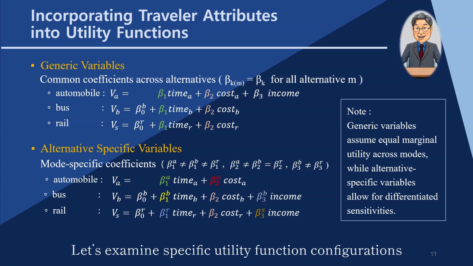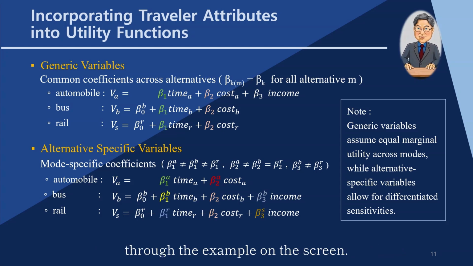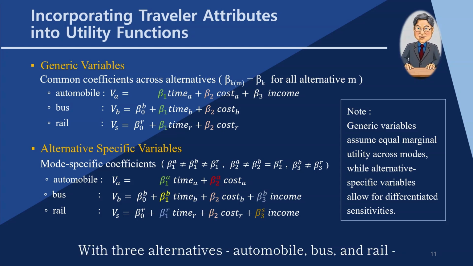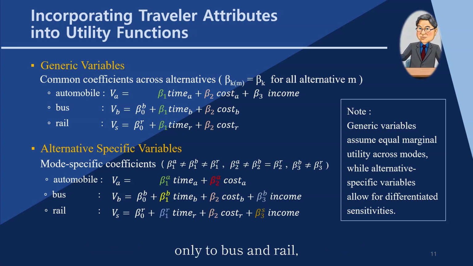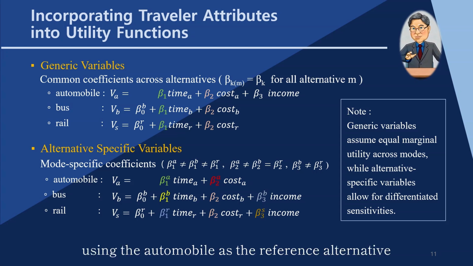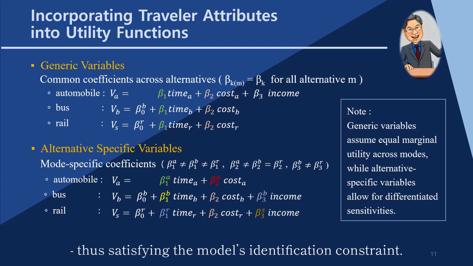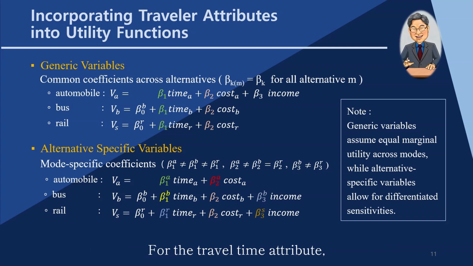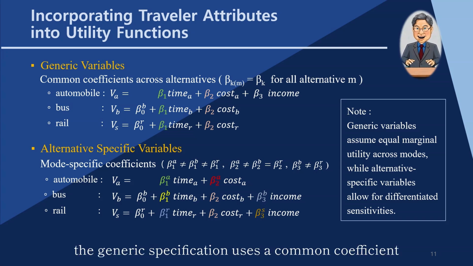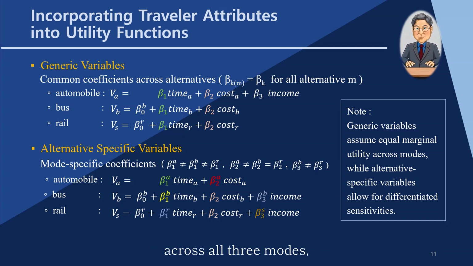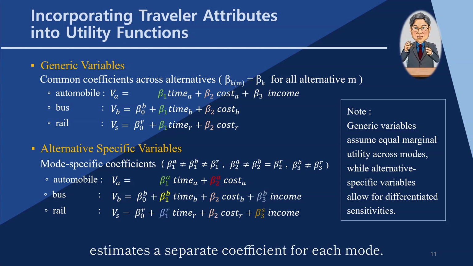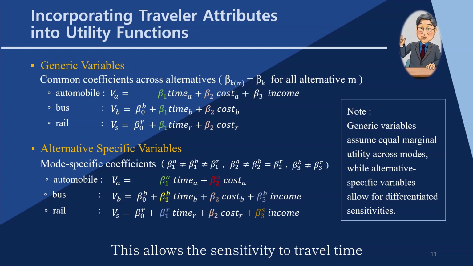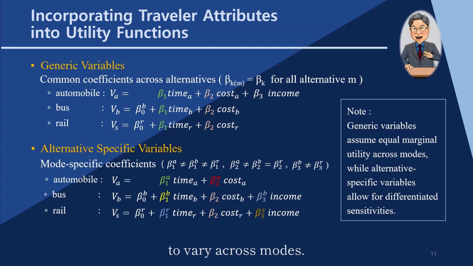Let's examine specific utility function configurations through the example on the screen. With 3 alternatives, automobile, bus, and rail, the alternative-specific constants, ASCs, are assigned only to bus and rail using the automobile as the reference alternative, thus satisfying the model's identification constraint. For the travel time attribute, the generic specification uses a common coefficient across all 3 modes, whereas the alternative-specific specification estimates a separate coefficient for each mode. This allows the sensitivity to travel time to vary across modes.